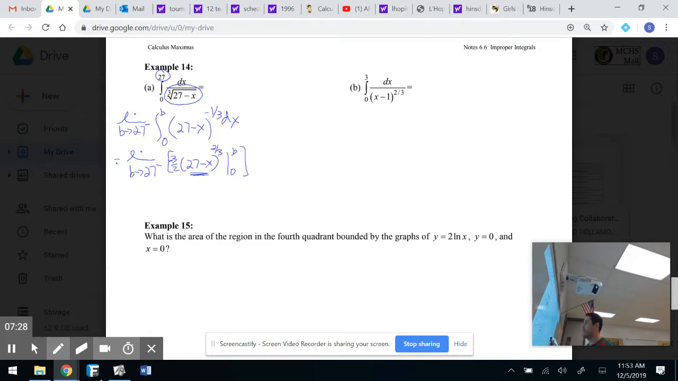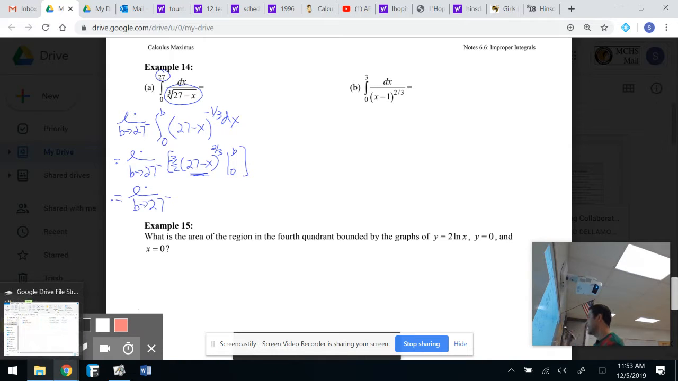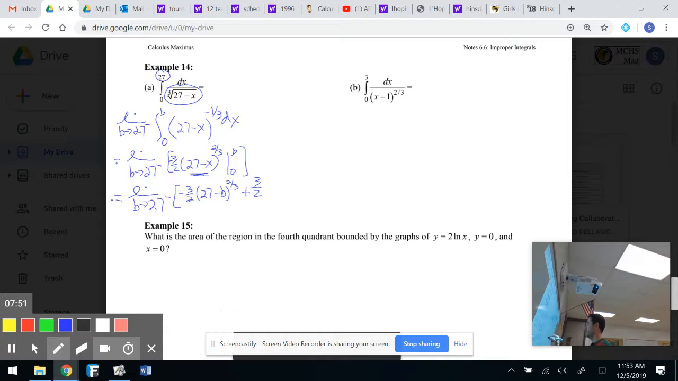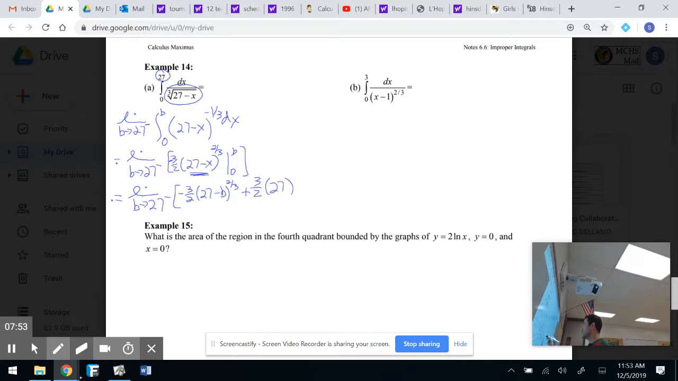Once again, if you got to do u sub, go ahead. But I hope you're trying to do it without using u sub because it's a really nice time saver, right, class? Okay, so let's go ahead and look at this. We're going to use a little fundamental theorem of calculus now, and I get a negative 3/2. What do we get? 27 minus b to the 2/3, plus 3/2, because 2 negatives makes a positive, 27 to the 2/3.